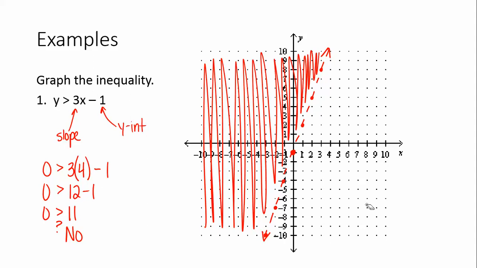So we graph the line just like we normally would graph a line. We determine if it's dotted or solid, and then we shade appropriately based on the ordered pair we pick. Could have picked any ordered pair.